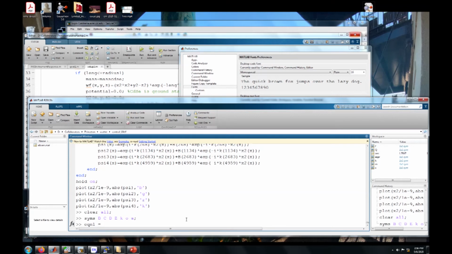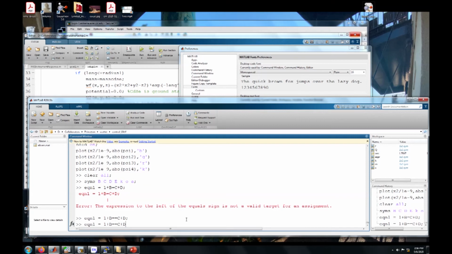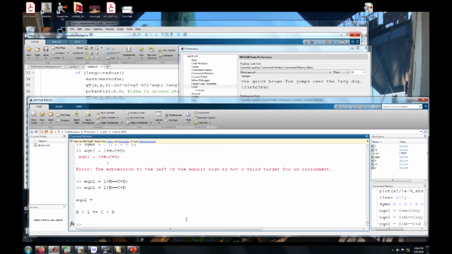Okay, equation 1 is 1 plus b is equal to c plus d. It tells you when you did something wrong, so I appreciate that. Double equal. By the way, as you get to know MATLAB, if you don't add that semicolon, it just repeats what you typed, so you know.